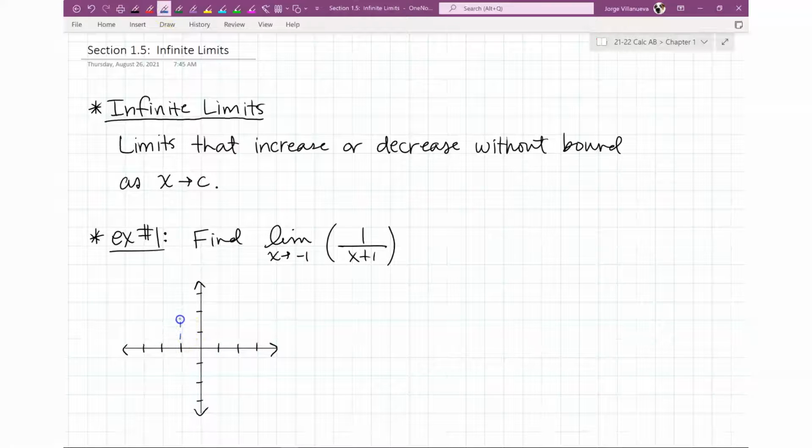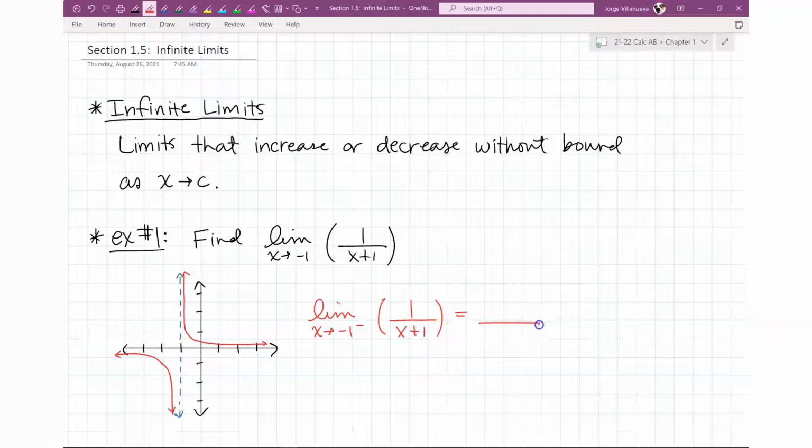So negative 1 would be an asymptote. The horizontal asymptote would be at 0. So just to kind of draw this out. Okay, there's your graph. There's a sketch, of course. So what is my limit as x approaches -1 from the left side of 1 over x plus 1? And what is my limit as x approaches -1 from the right of 1 over x plus 1?